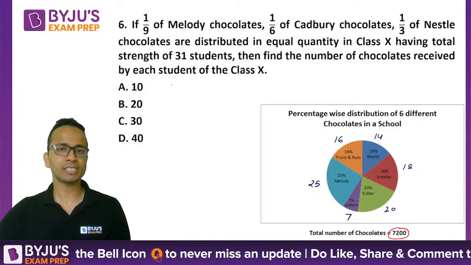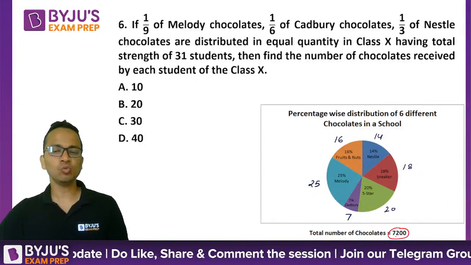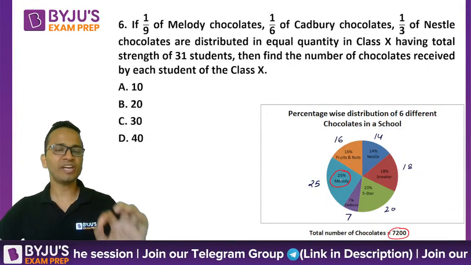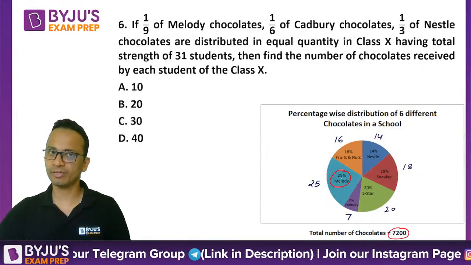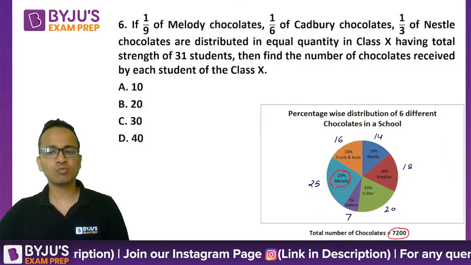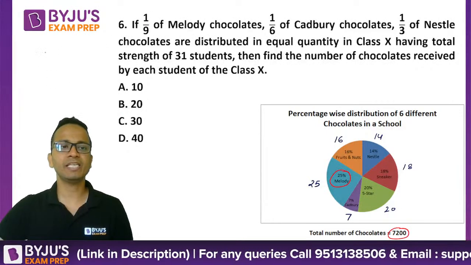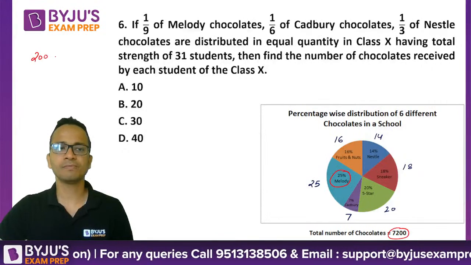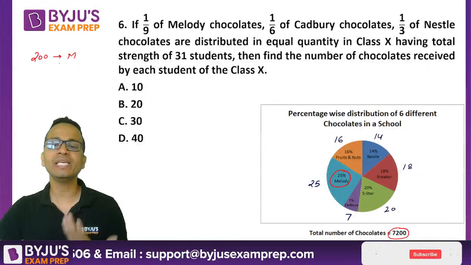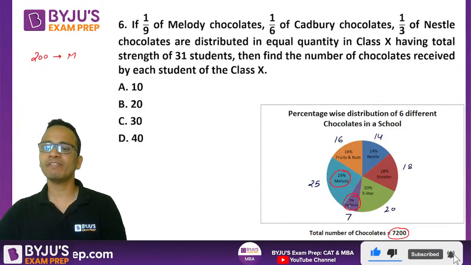So 1 by 9 of Melody chocolates. Total is 7200, and first of all, how many Melody chocolates? 25% of 7200. Now 25% of 7200 will be 1800. Dividing 1800 by 9 will give you 200. So the number of Melody chocolates is 200. You can do this calculation orally. Then talking about Cadbury, Cadbury is 7%.